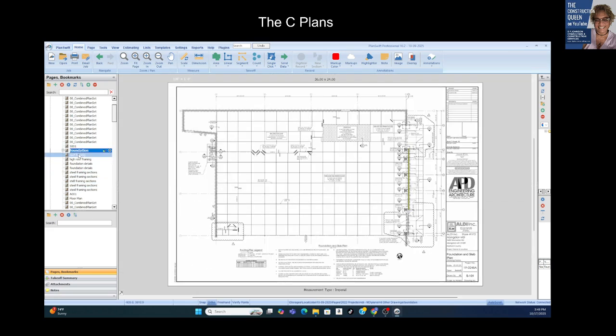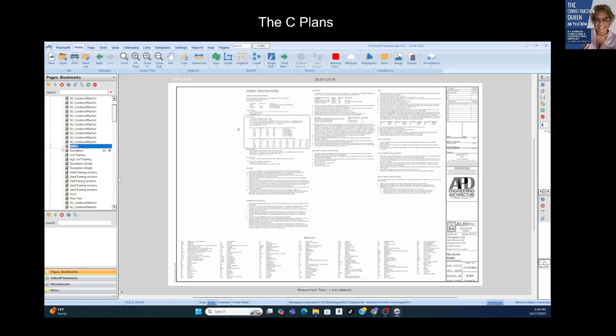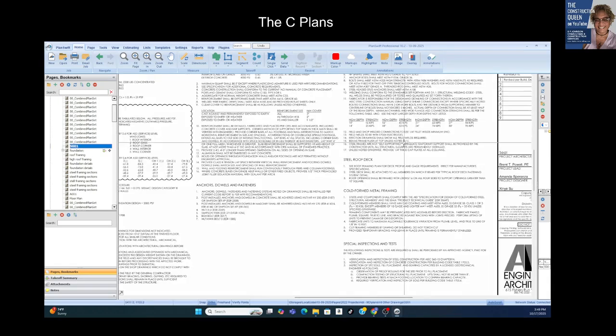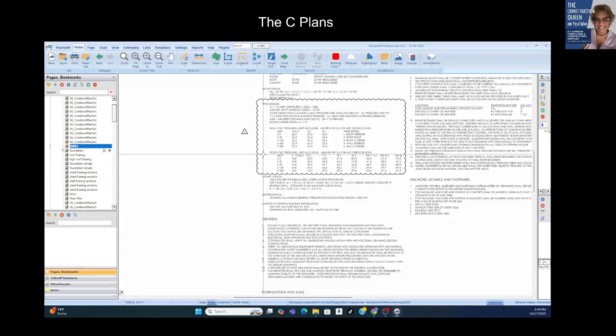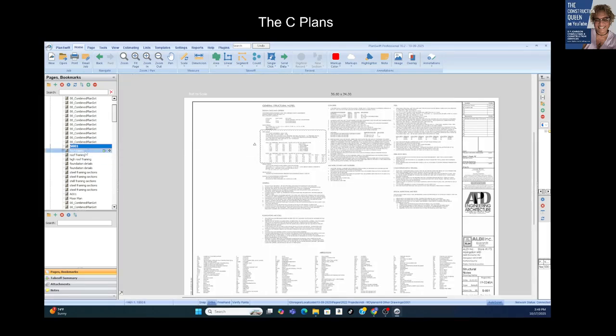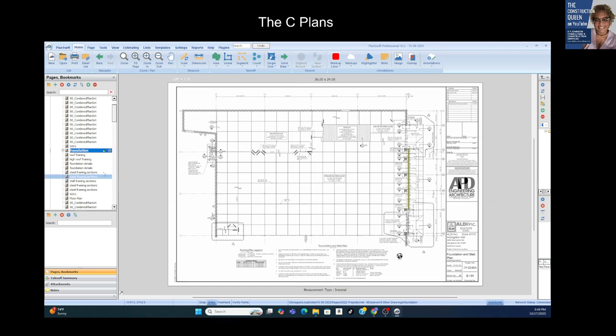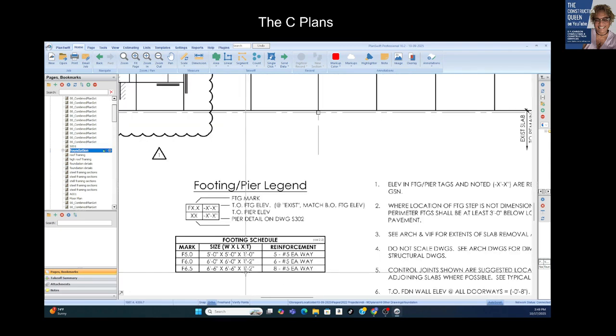Let's see. It might be on the front part. You never know. And I don't have my glasses on, so I'm really tripping. Oh, there we go. There we go.